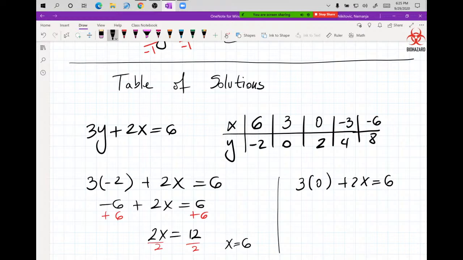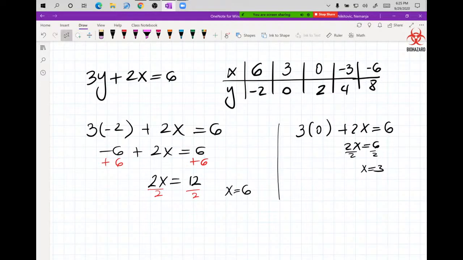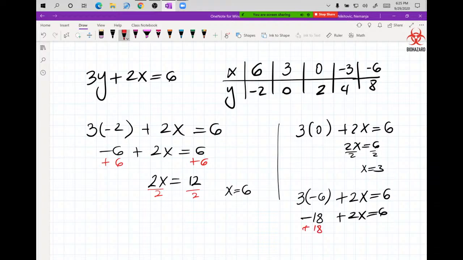So I'm going to solve a random one. Let me just finish this one. So now 0 doesn't do anything, so we don't even have to write it. We divide both sides by 2, and we get x equals 3, which was the second one. And let's solve negative 6, for instance. So 3 times negative 6 plus 2x equals 6. 3 times negative 6 is negative 18 plus 2x equals 6. Now we add 18 to both sides because we are trying to get x to be alone.